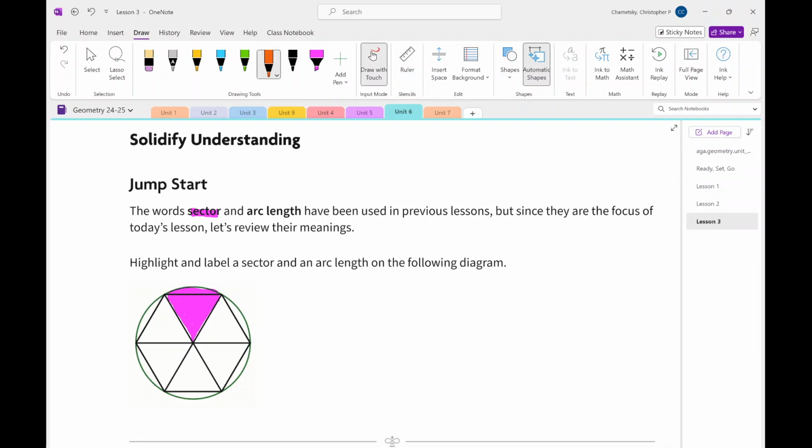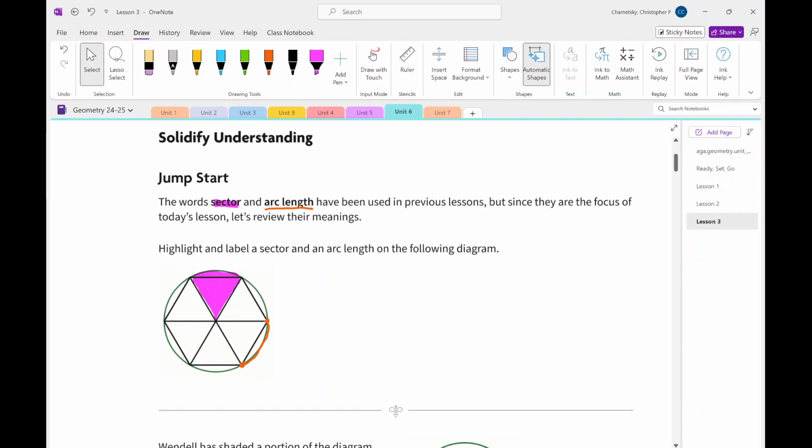While an arc length is simply the length of a curved portion of the circle. So it's basically a chunk of the circumference. So those are the visual representations of what a sector and an arc length is.